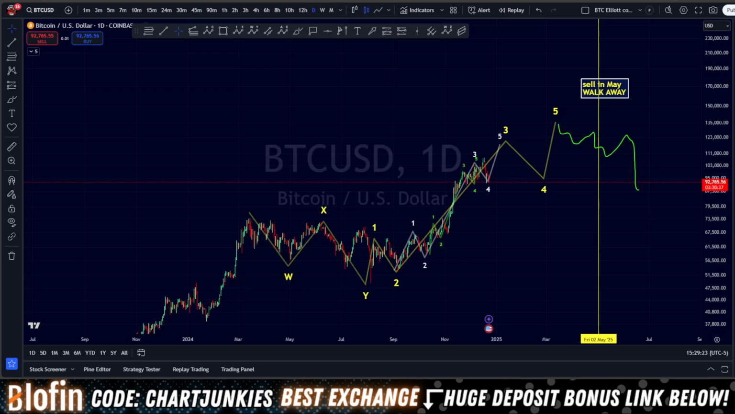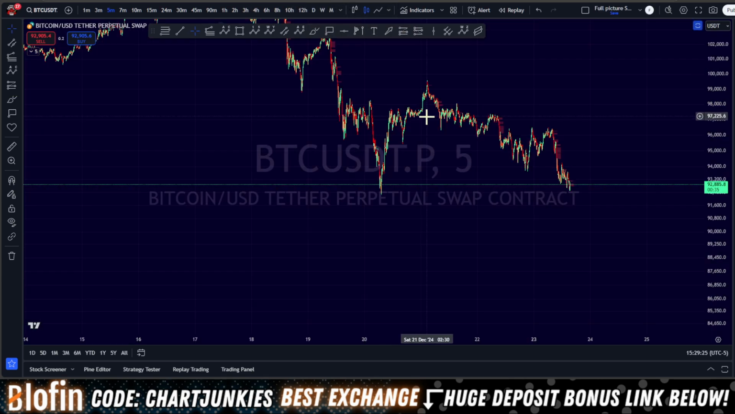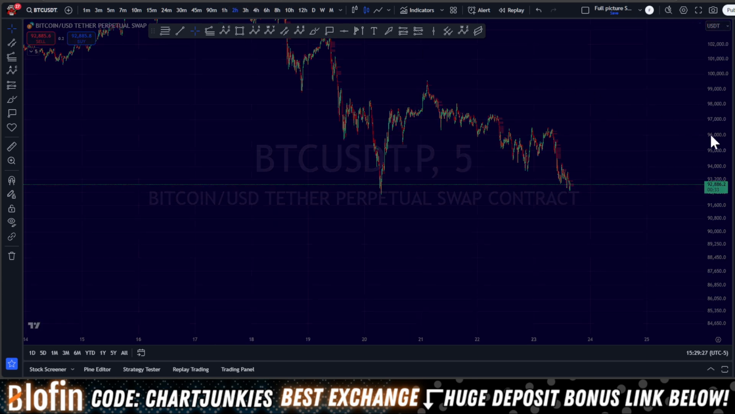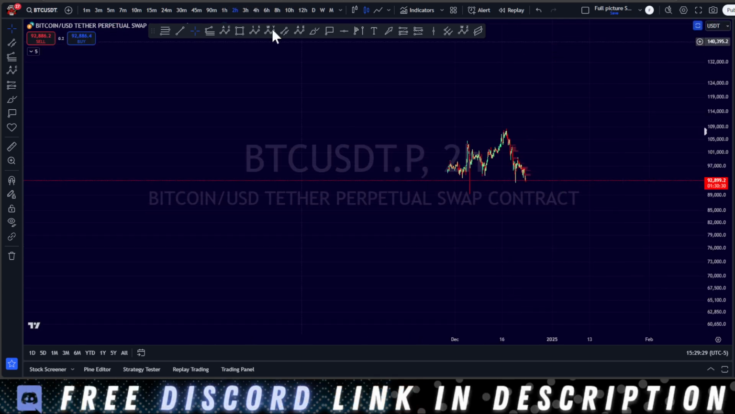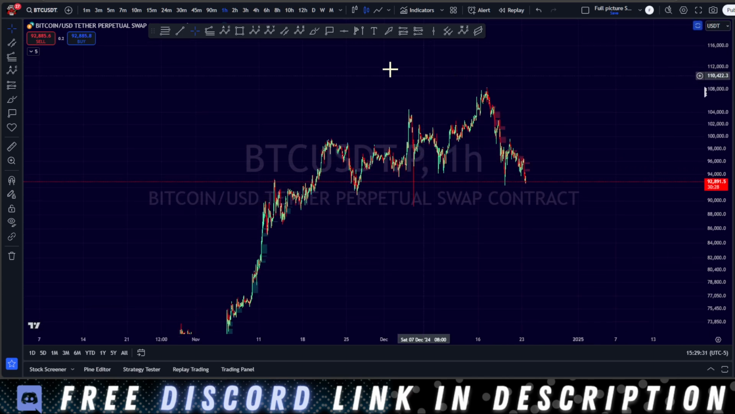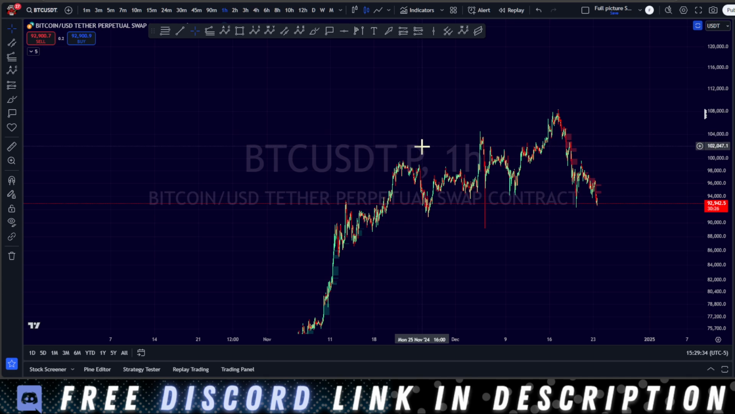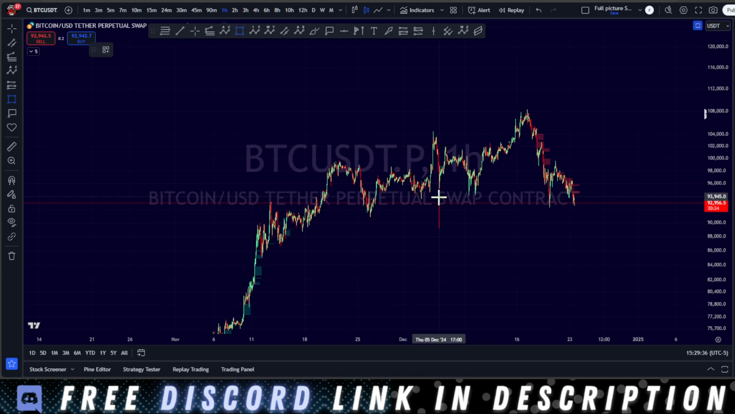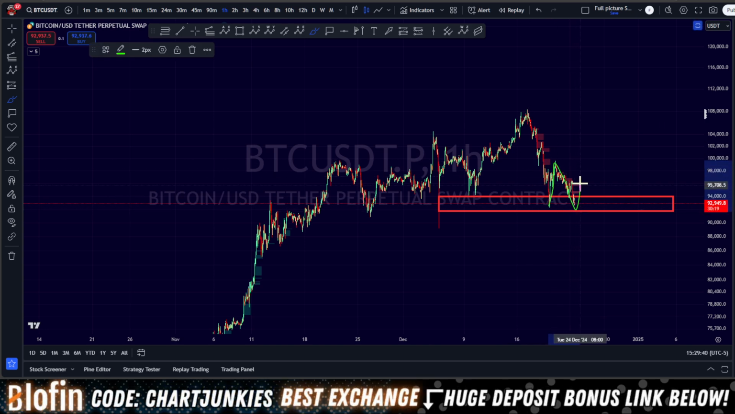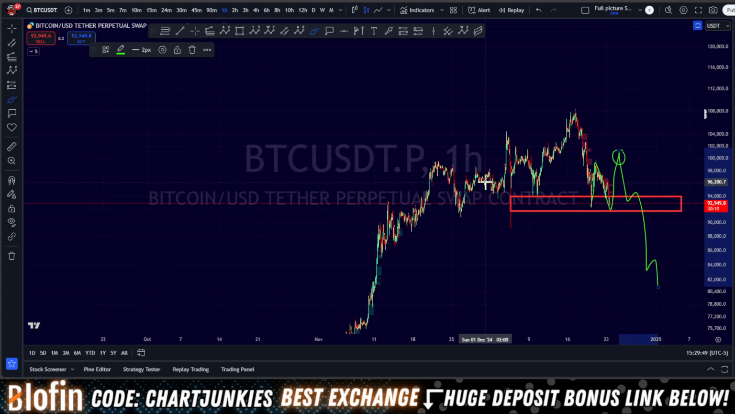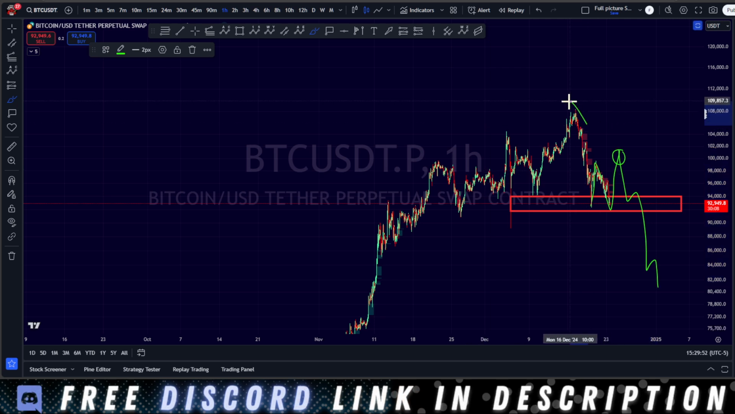If it doesn't want to break up to 115, okay, no problem. I still see at least some type of corrective move up back towards 100K on the chart. Liquidity has been taken here. We swept that. Let's put in at least an ABC correction here up to 110, back up to 100K, right? That looks great. And then if it wants to start pushing to the downside, so be it. It can do that. I have a beautiful leading impulsive wave to the downside.